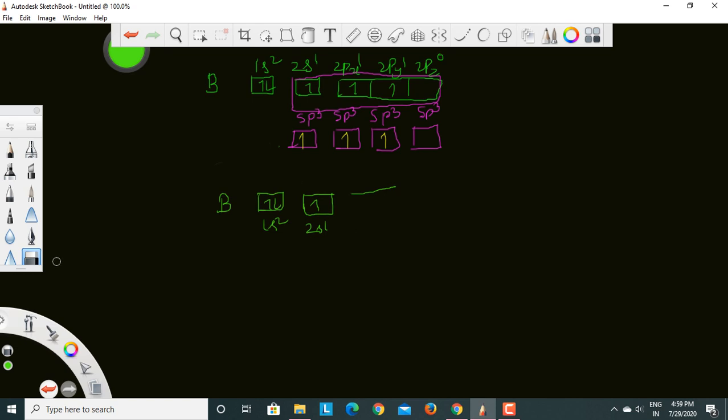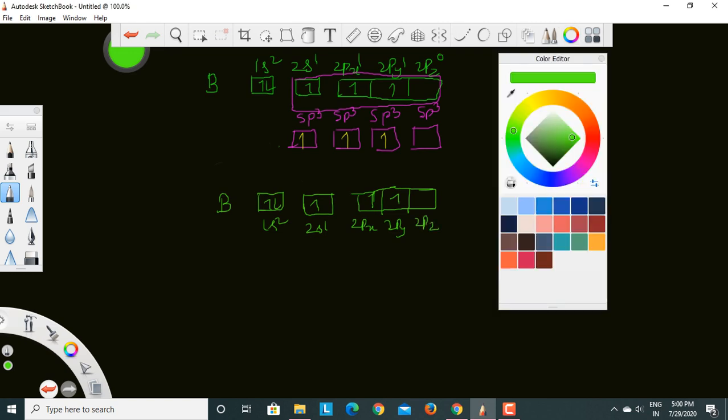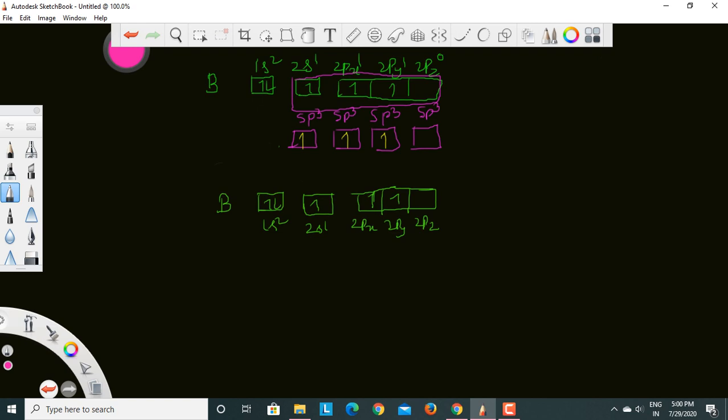Then after that we can have 2px, 2py, 2pz. So 2px has 1 electron, 2py has 1 electron, and 2pz is vacant. So it is told that there will be sp3 hybridization. Let us make sp3 hybridization. In the other boron also, a similar phenomenon, sp3 hybridization. Due to sp3 hybridization, there will be 4 hybrid orbitals: sp3, sp3, sp3, sp3.